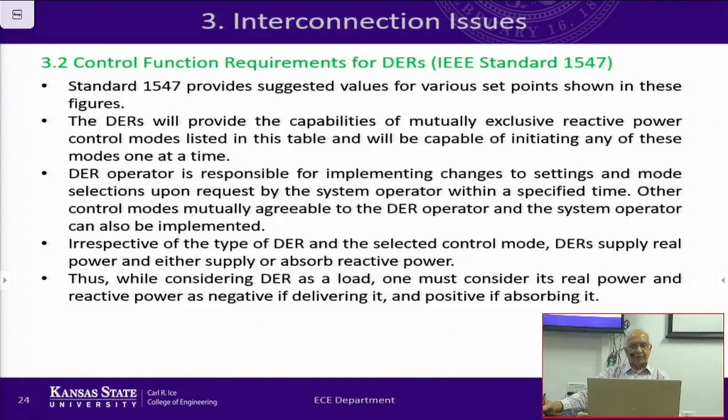Okay, so the DER will provide capabilities of mutually exclusive reactive power control modes listed in the table. The DER should have the capability to implement all of them, but they are mutually exclusive. So you use either one of them, and that is dictated by the system operator. The system operator will say, okay, change the control mode to this mode, and they will have to automatically do that.